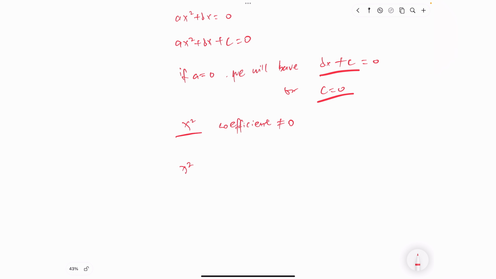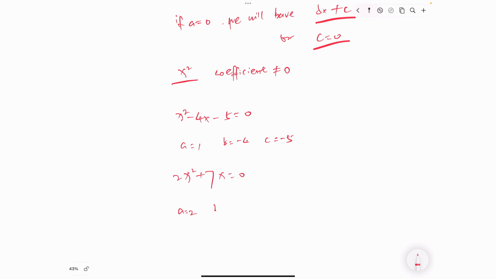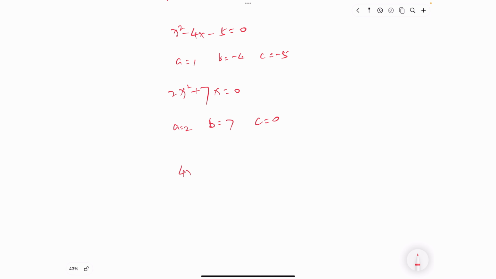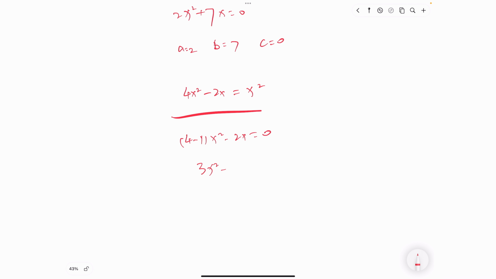For example, we have x squared minus 4x minus 5 equals 0. It's a equal to 1, b equal to negative 4, c equal to negative 5. Next one, we have 2x squared plus 7x equals 0. So a equals 2, b equals 7, c equals 0. Another one, we have 4x squared minus 2x equal to x squared. So we need to change that form to 4 minus 1, x squared minus 2x equals 0. So 3x squared minus 2x equals 0. a equals 3, b equals negative 2, c equals 0.